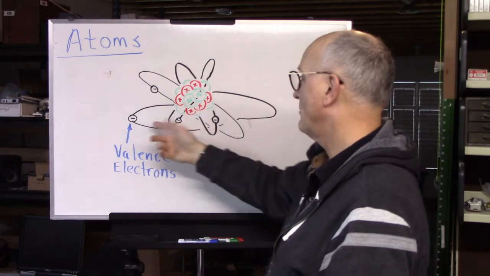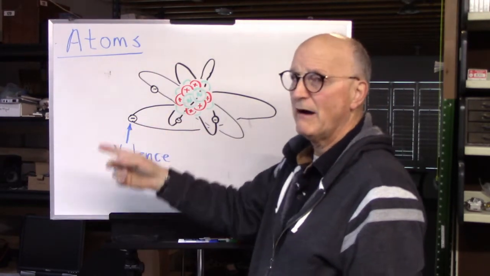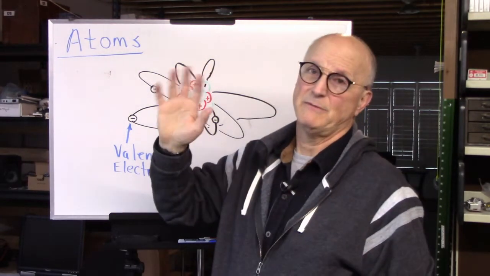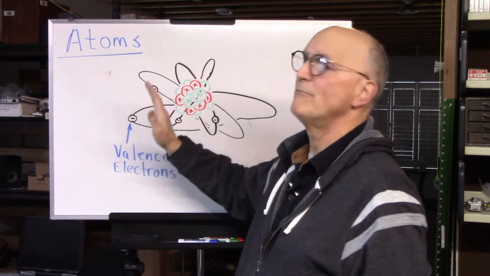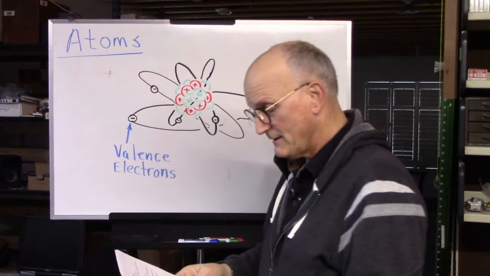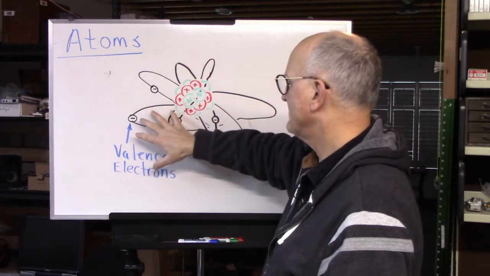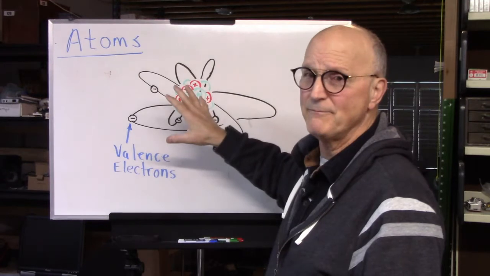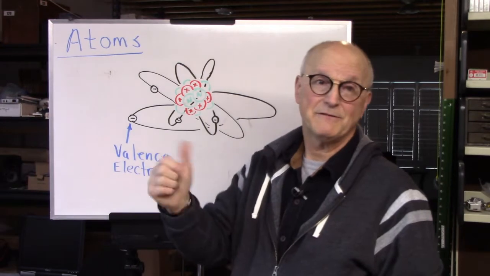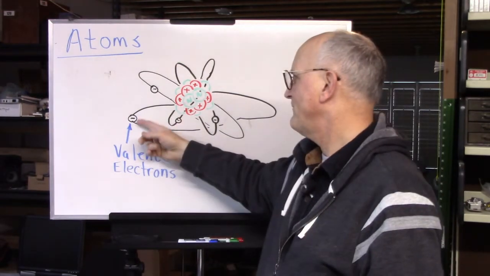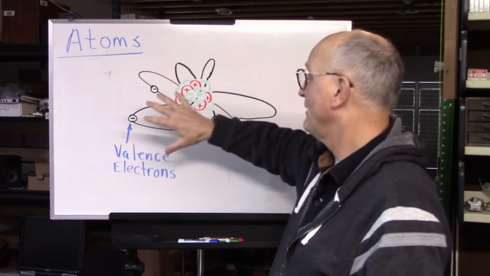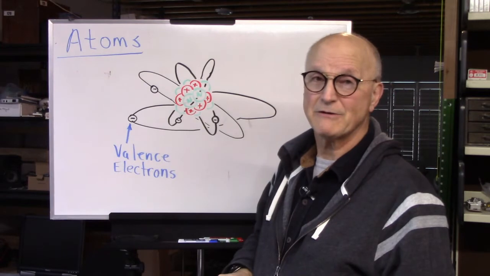And the outermost electrons are referred to as the valence electrons. And depending upon the material, these are the ones that are most susceptible to being displaced. And so these electrons can be displaced from the atom and wander over and take the place of an electron in another atom somewhere. These valence electrons out here are the ones that get displaced and are the movers as far as electric current is concerned.